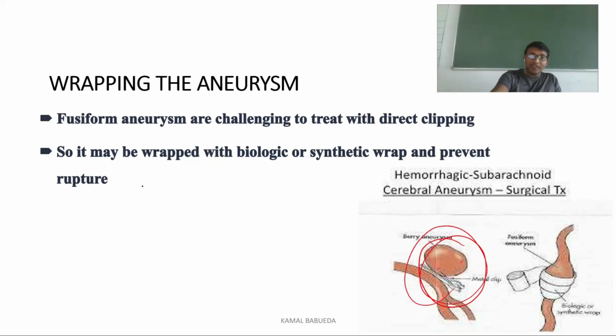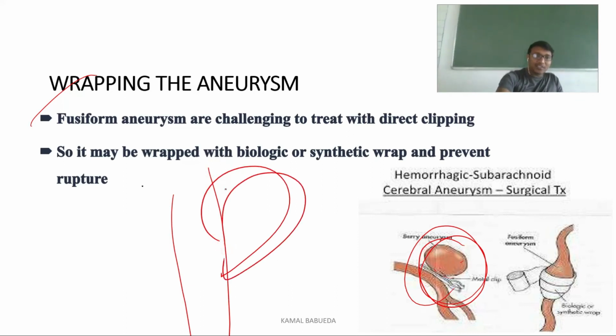So in the neck of the aneurysm we are keeping the clip. Coming to the wrapping, it is mainly done for fusiform aneurysm. So you cannot directly clip in fusiform aneurysm. If it is a sac-like structure, you can just clip down the aneurysm.